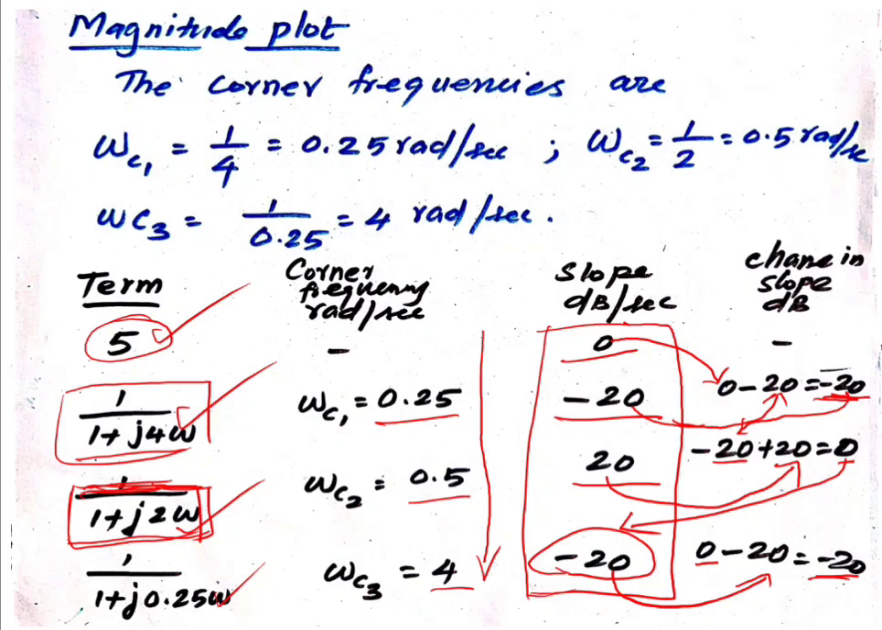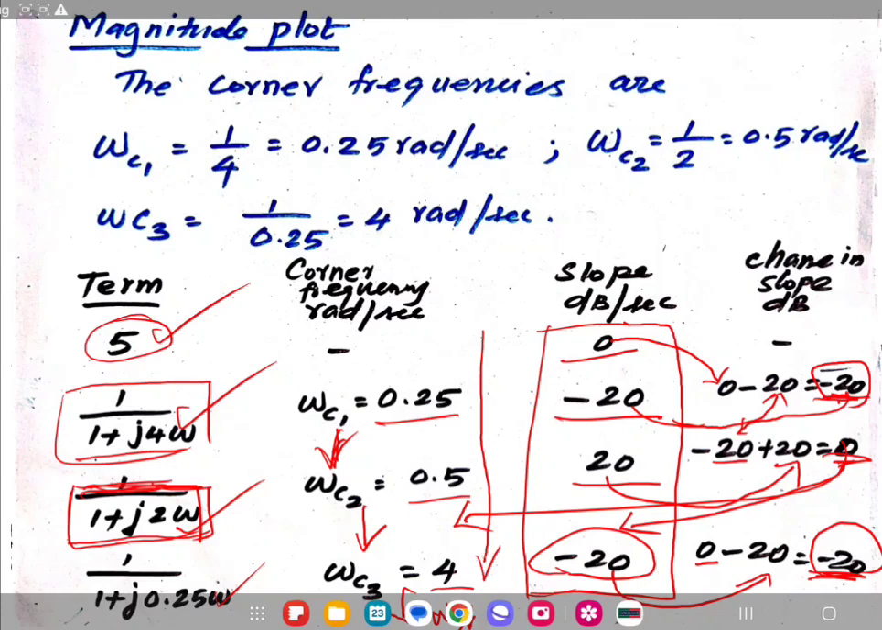So in this table we have got the slope for each and every term as well as the change in slope for each and every term. For example, the -20 is the slope from ωc1 to ωc2, and 0 is the slope from ωc2 to ωc3, and the final -20 is the slope from ωc3 onwards.